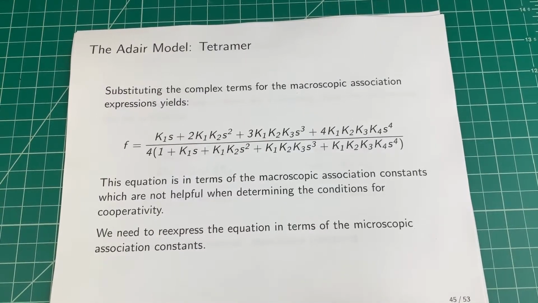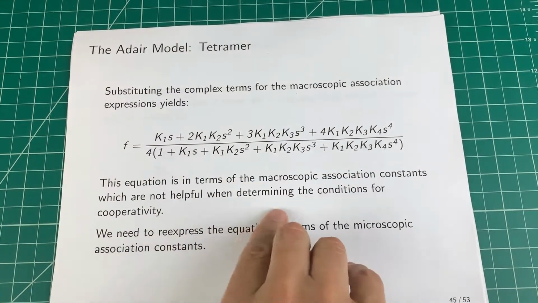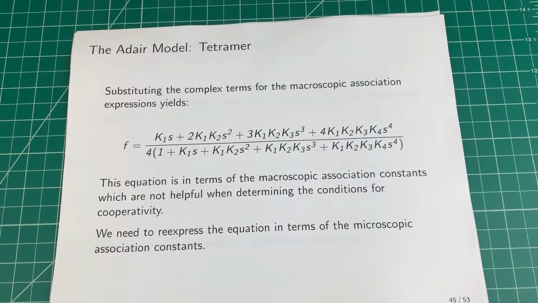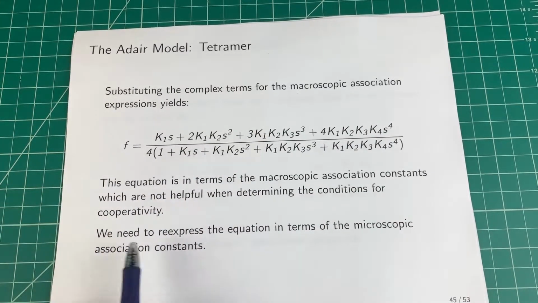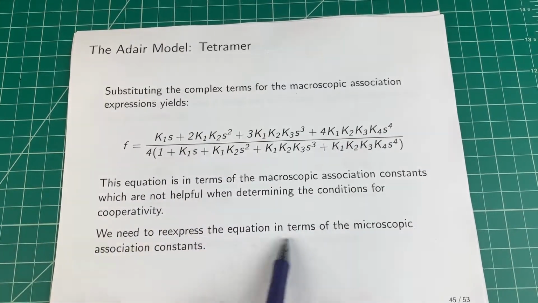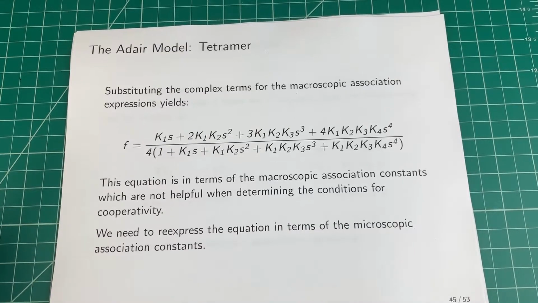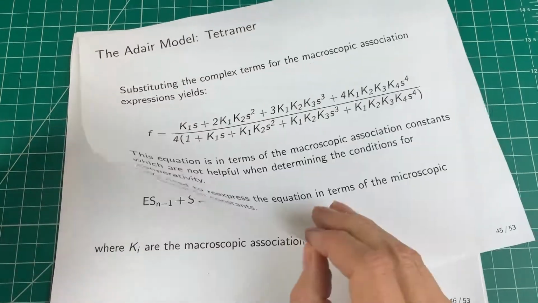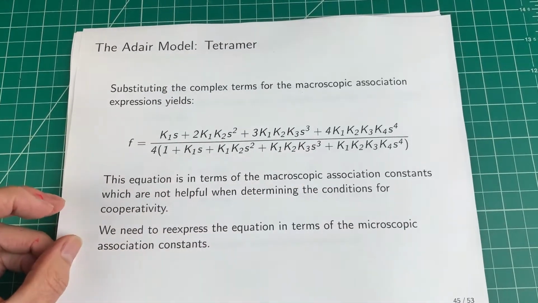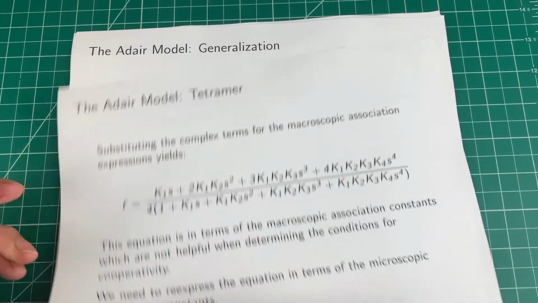Now, it's not terribly useful for determining the conditions for sigmoidicity. We have to turn these into the microscopic constants in order to do that. So we need to re-express this equation in terms of the microscopic association constants. So this is what we're going to do next, but we'll do it in more general terms, and then we'll come back to this. All right.